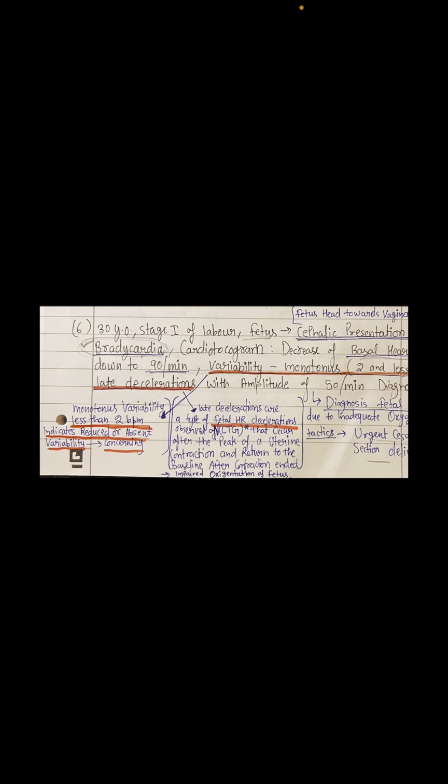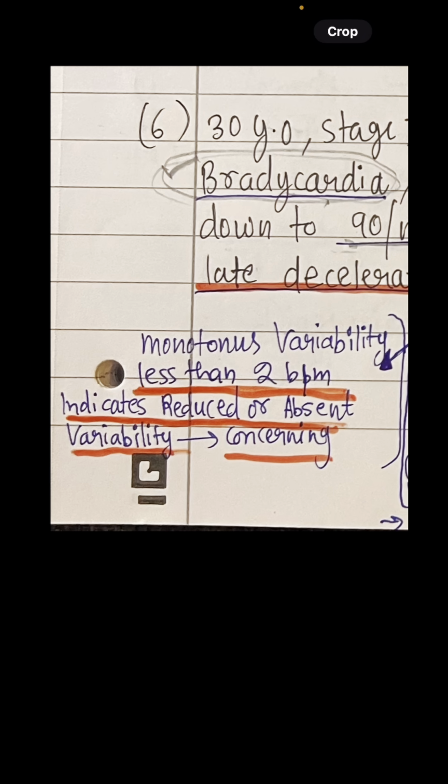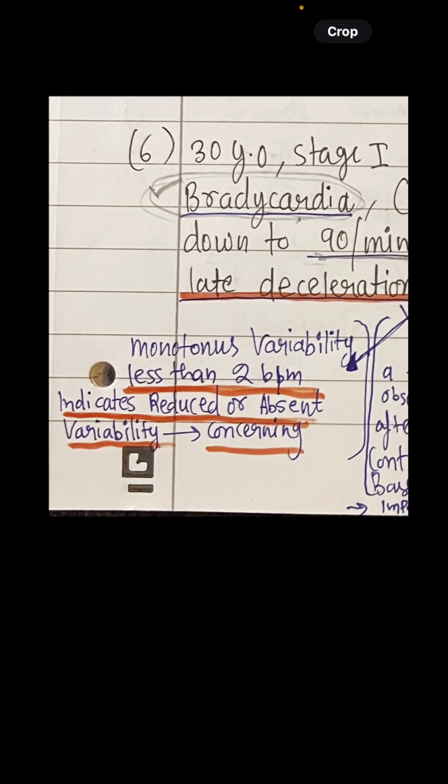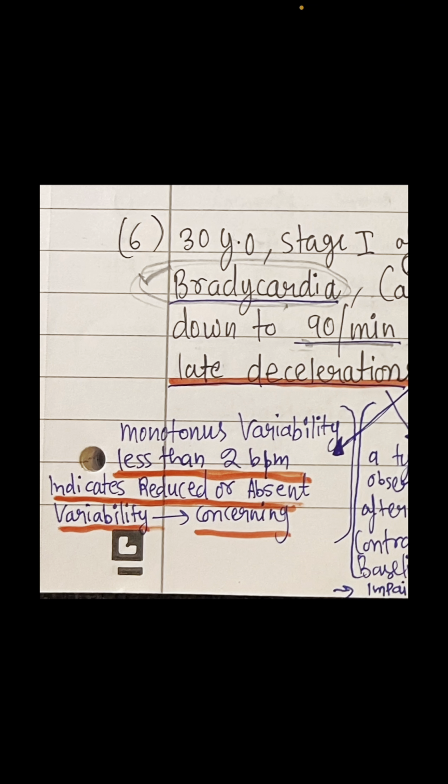And monotonous variability also I have written here. Variability less than 2 beats per minute indicates reduced or absent variability. So this is something concerning.